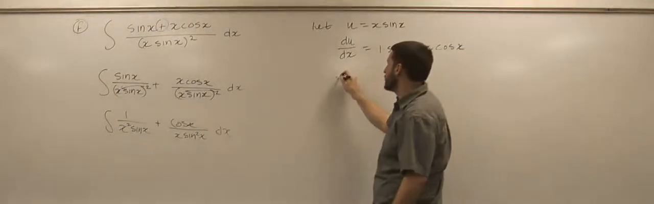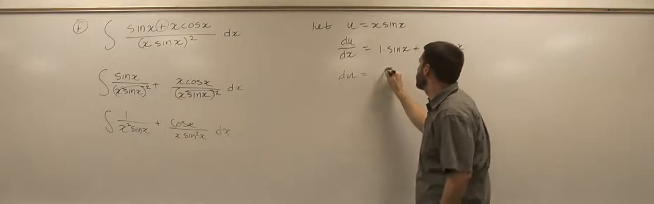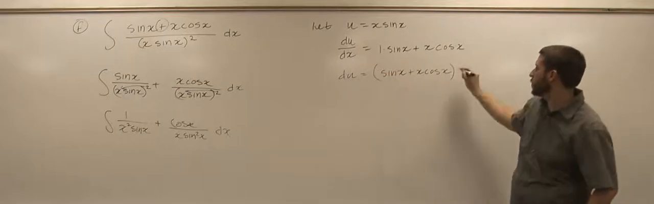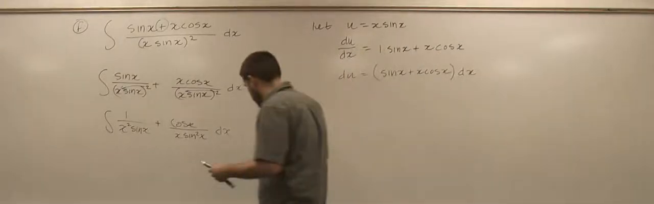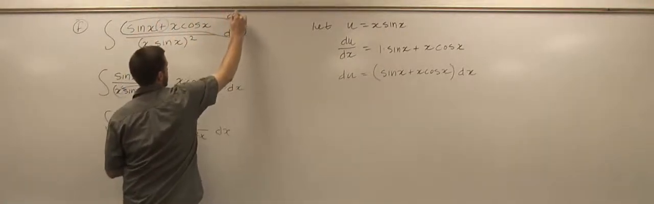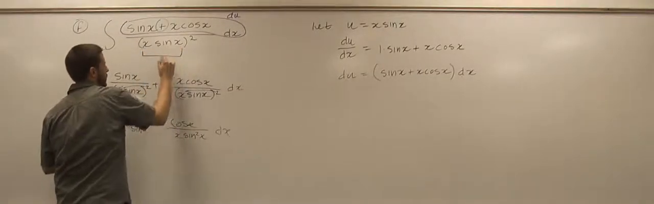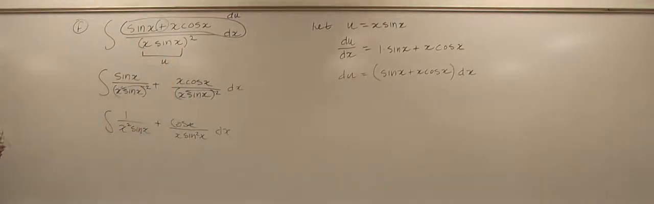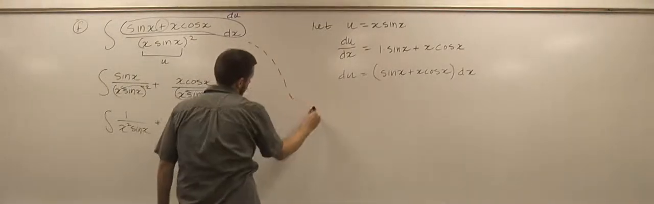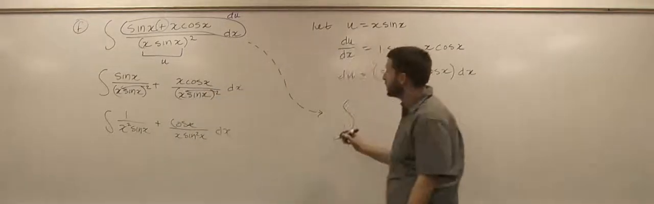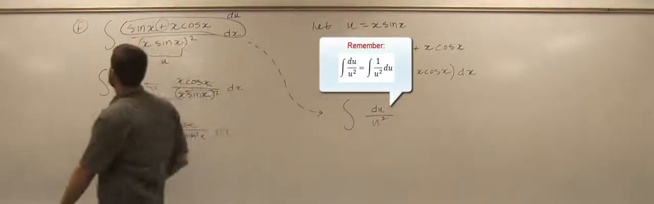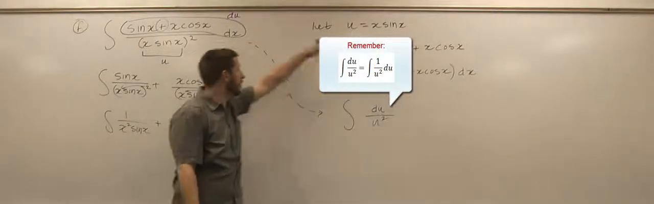It's not obvious anyway, but it'll work. So du is equal to this whole thing times dx, which is exactly what I have right here. This whole thing times dx, that's my du. And on the bottom I just have u squared. So applying this substitution, my integral becomes the integral of du over u squared. I don't even have to multiply in any constants to fix this up. I have exactly du right now.